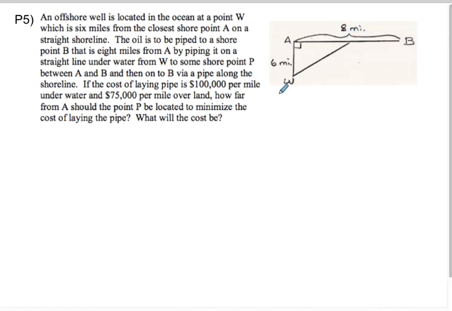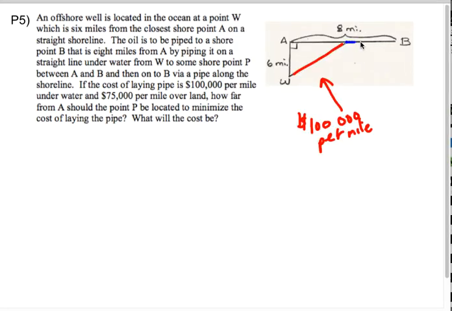If the cost of laying the pipe is way more expensive underwater, right? So this section is going to be $100,000 per mile, right? And this section, right, is $75,000 per mile. Where should point, so point P is supposed to be right here, right? So how far from point A, meaning from here to here, that's what they want. How far from point A should point P be located to minimize the cost, and what will the cost be?